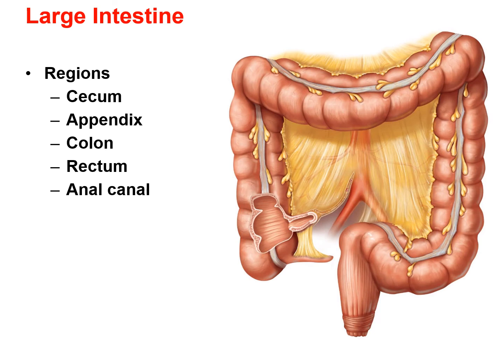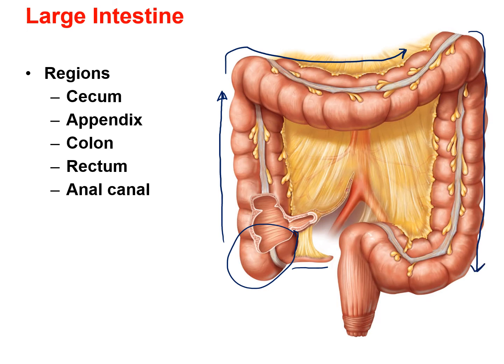The large intestine starts at the cecum, which is going to be this region right here, and extending off of the cecum is going to be your appendix. The cecum and the appendix are going to be in your lower right quadrant. From your cecum and your appendix, you are going to have a portion of your large intestine running up the right side of your body, and then it is going to turn and run horizontally across the abdominal cavity, turn again to then run down the left side of your body.